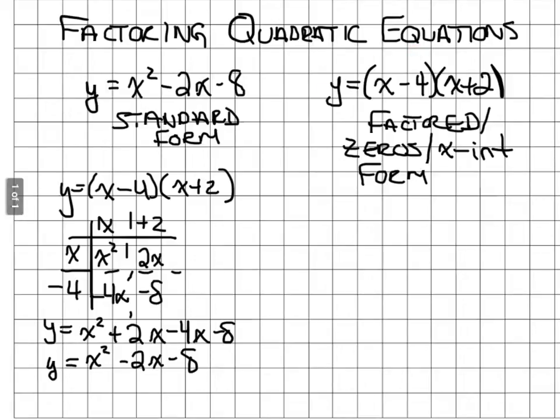What we're going to look at in this lesson is going from this form, standard form, into factored form. And one of the reasons it's called factored form is because these two brackets here are the factors of this. So when I multiply those together, I will get this. When I multiply x minus 4 times x plus 2, I will get this form, which is what we showed here.